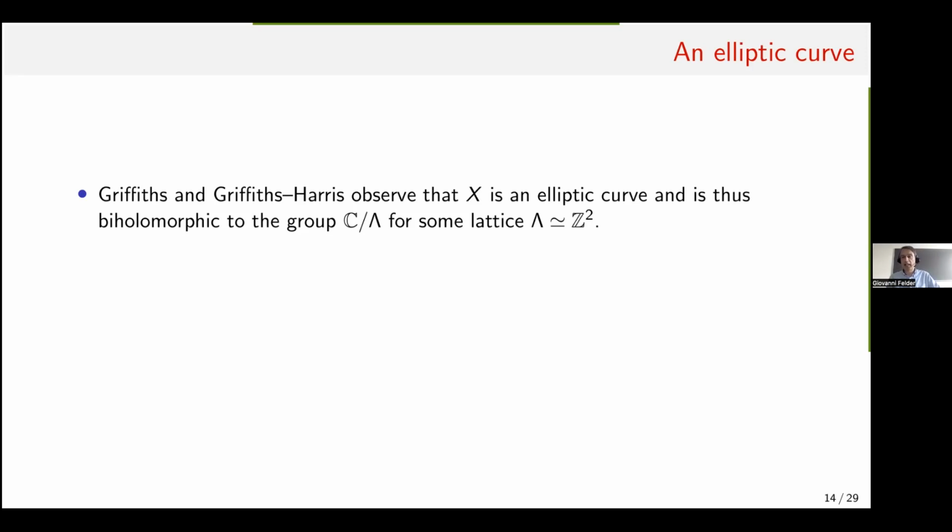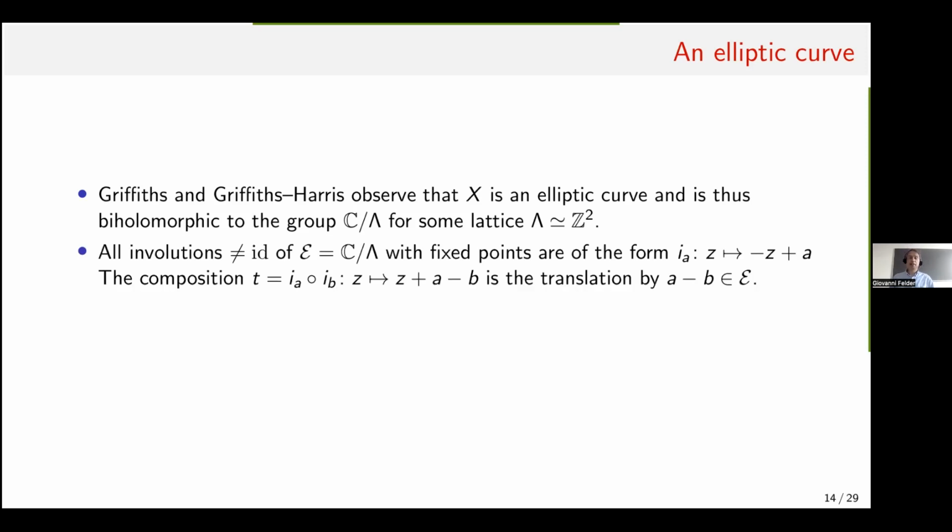There are two types. There are those which are translations by a half of a lattice vector. If you iterate it, you get the identity. And those have no fixed points. And then there are those with fixed points. All the involutions, except the identity, which have fixed points, are necessarily of this form: z goes to minus z plus a. And the composition of two such involutions is a translation by an element of the elliptic curve.